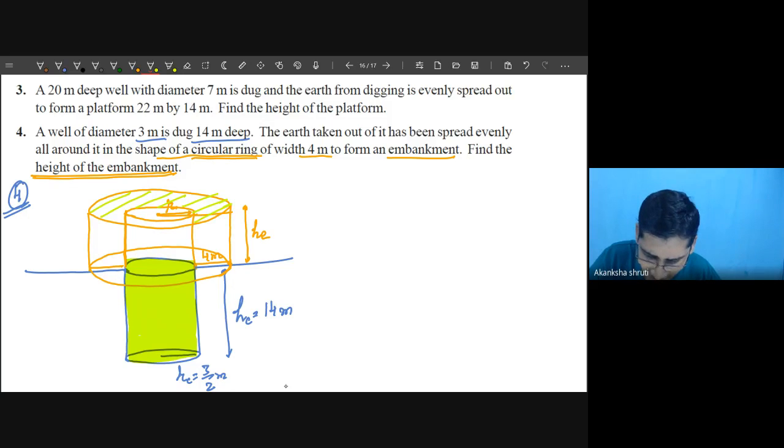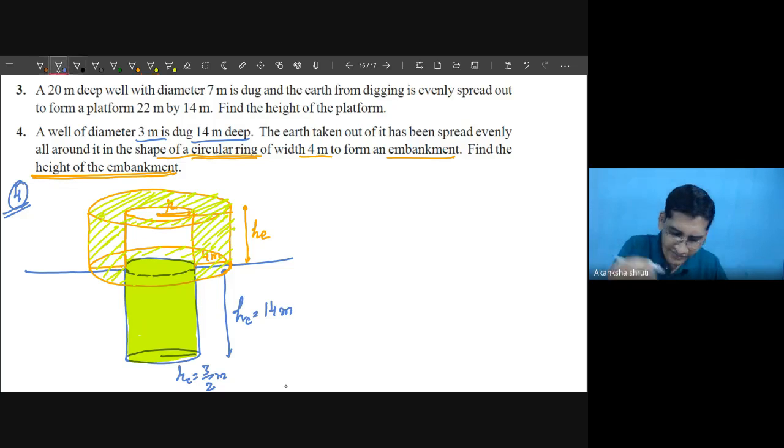One is the inner radius. The inner radius will be exactly matching the radius of the well. And the outer radius can be determined by adding the width of this embankment, which is 4 meter, given in our question. Okay, student? So the volume of the earth lies between these things. The earth is lying in this region only. So we need to calculate the volume of earth from the cylinder, which is at the bottom, equal to the volume of the earth in this cylindrical cell or cylindrical embankment. That is the only thing that we have to do.